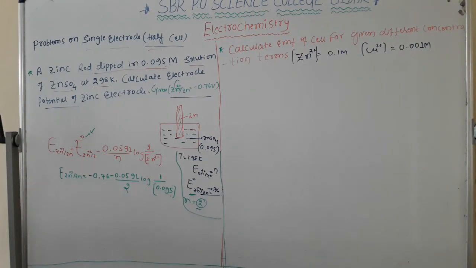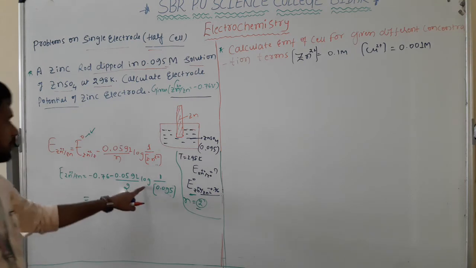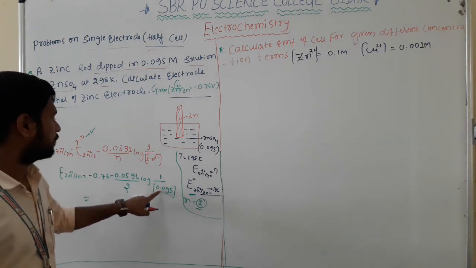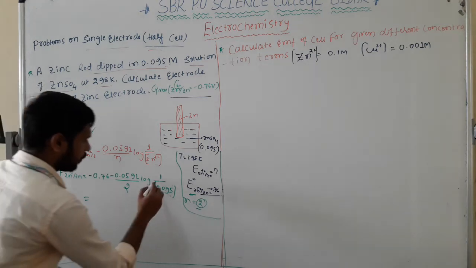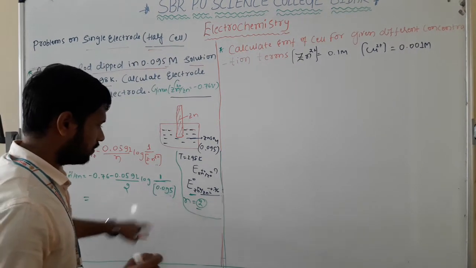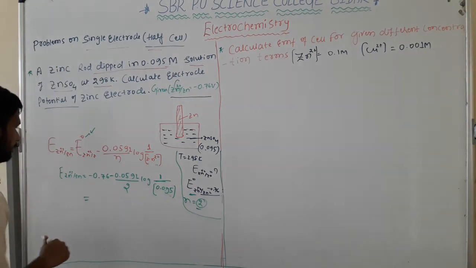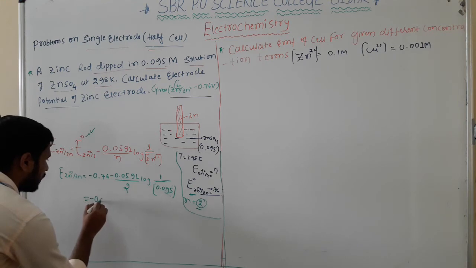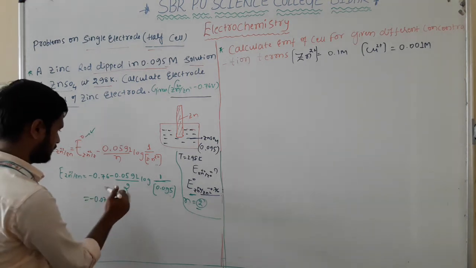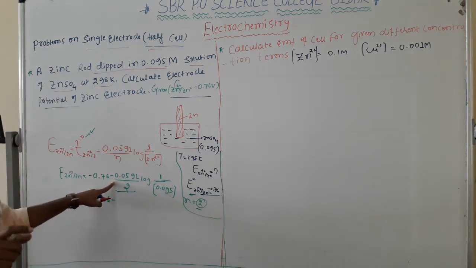Now I am going to calculate this one. See, log of 1 divided by 0.095, what is the value? All of you tell me, what is the value? Minus 0.76, first of all take this one, write this one as it is, 0.0591 divided by 2, what happens?